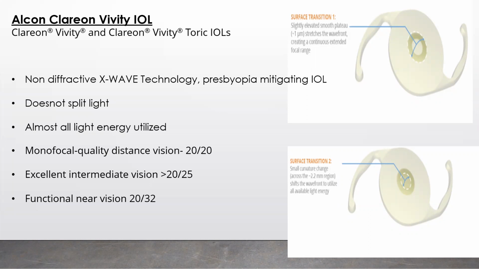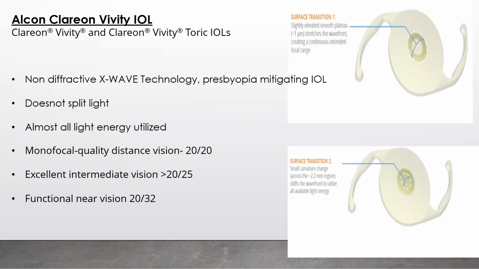In most multifocal lenses, the light does not enter totally; some light is reflected back. So the quality of vision and the contrast is also reduced with such lenses. But they claim that almost all the light energy is utilized. The monofocal quality of distance vision is 20/20, with intermediate better than 20/25 and functional near at 20/32.